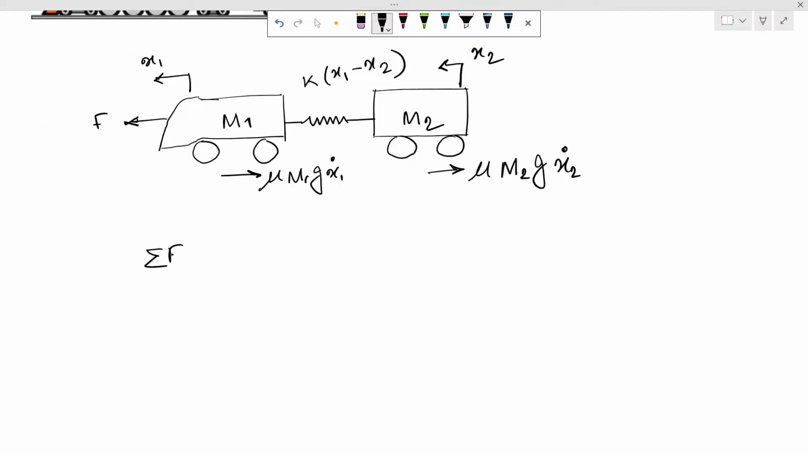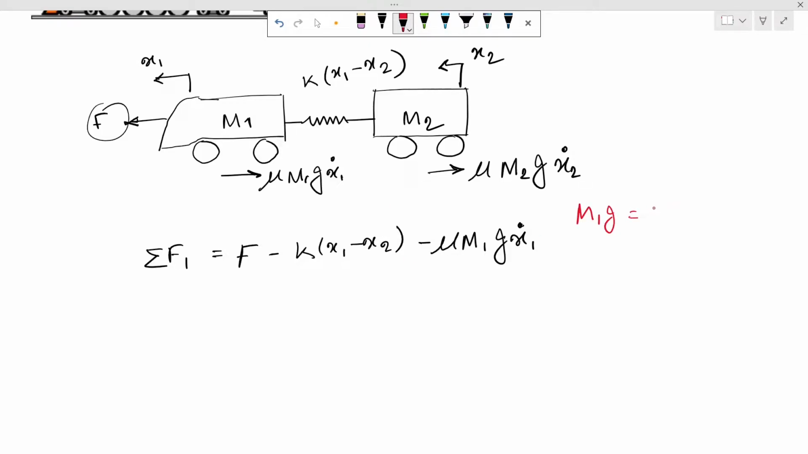What is the summation of F1? F1 first, this force is bigger, so F minus the spring force k into x1 minus x2, and the rolling friction, which is mu m1 g x1, or you can say velocity. Again, I am saying that this m1 g is the normal force which is affecting upward, and x1 dot is the velocity.